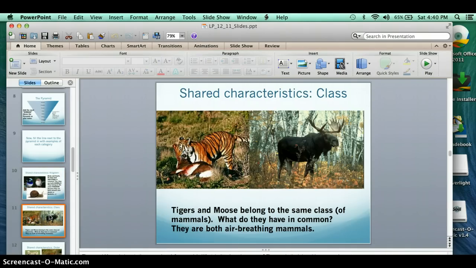The next category is class. So here's an example. Tigers and moose belong to the same class. Okay, they're both in the class of mammals. So what do they have in common? They're both air-breathing mammals. So because of that, we put them in the same class. Okay, again, we're looking for more and more things that are similar and specific to the two animals. So besides being animals, so they're in the same kingdom, they're also in the same class because they're air-breathing mammals.